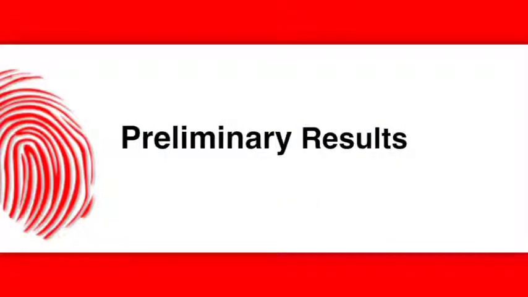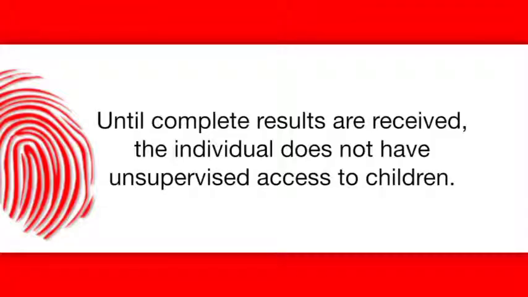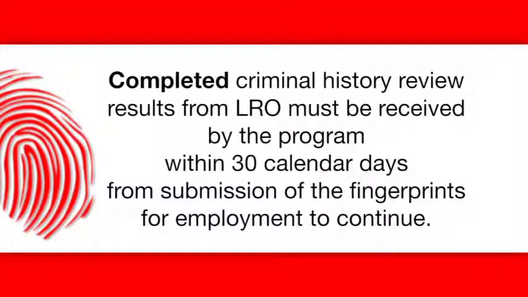Before we move on, let's talk a little bit more about preliminary results. This helps programs meet the demands of turnover. This is a new type of result related to fingerprinting legislation, allowing for an individual to be hired if their fingerprint results have not yet been received. However, until the complete results are received, the individual does not have unsupervised access to children as addressed in licensing requirements. In addition, the completed criminal history review results from LRO must be received by the program within 30 calendar days from the submission of fingerprints for employment to continue.